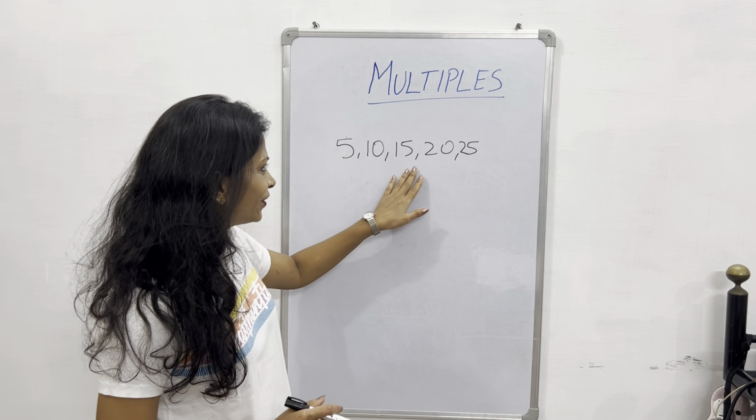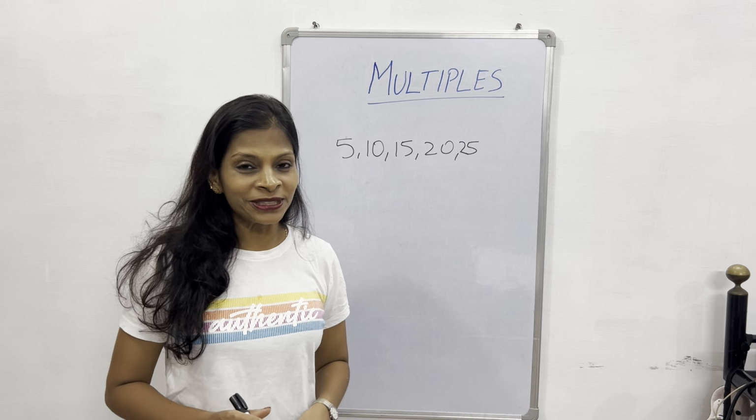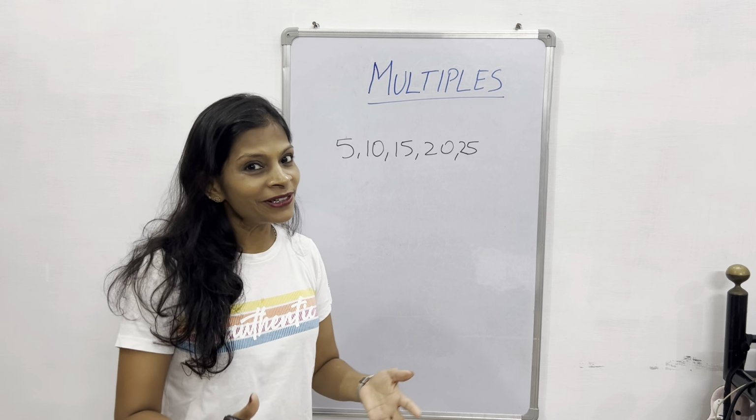What do 5, 10, 15, 20 and 25 have in common? They belong to the same number family.